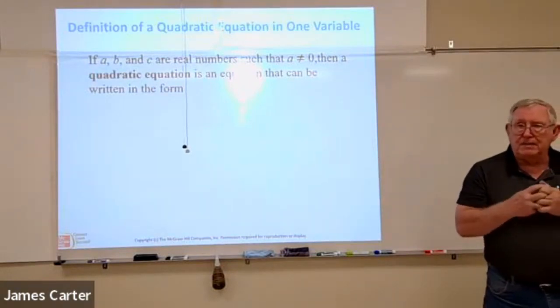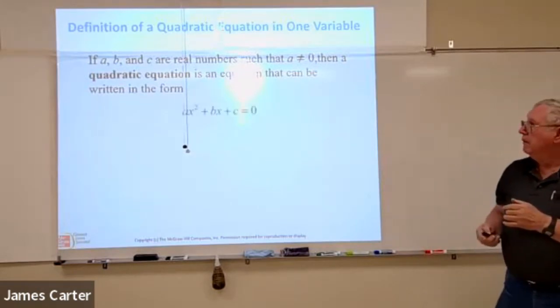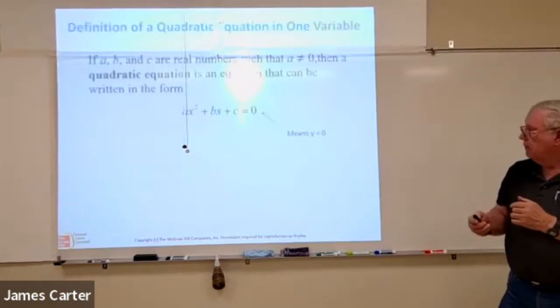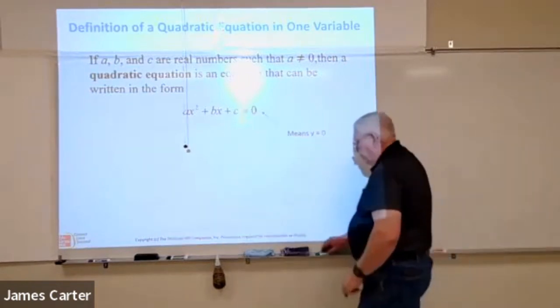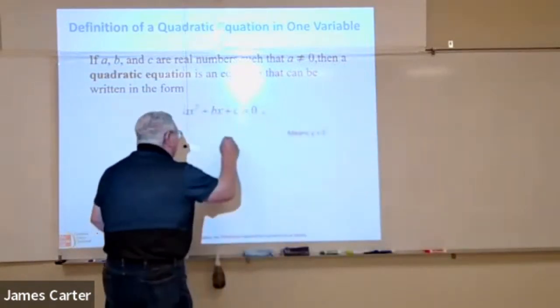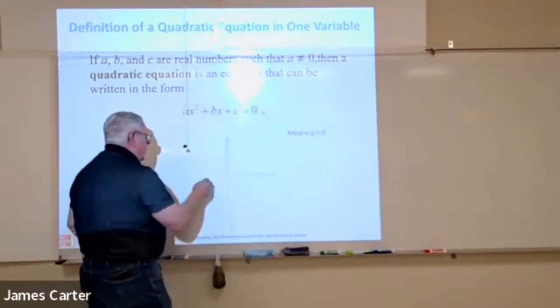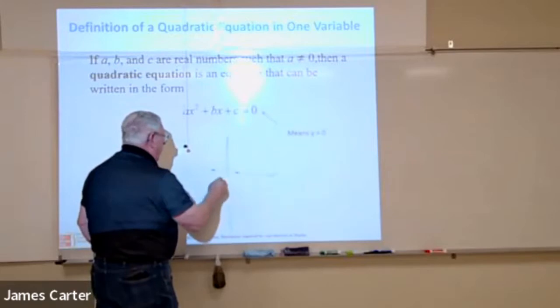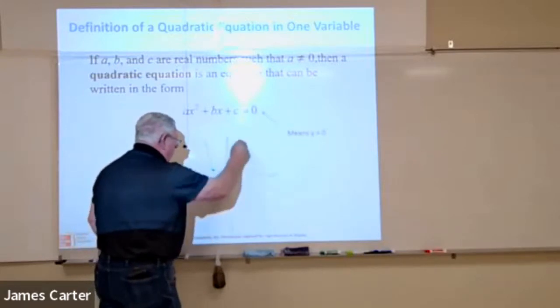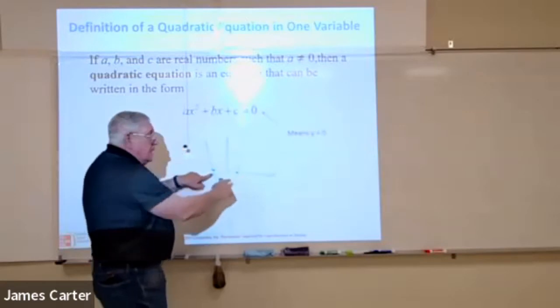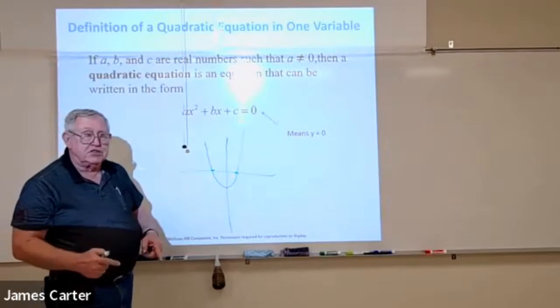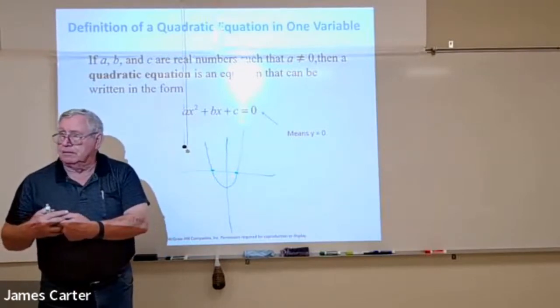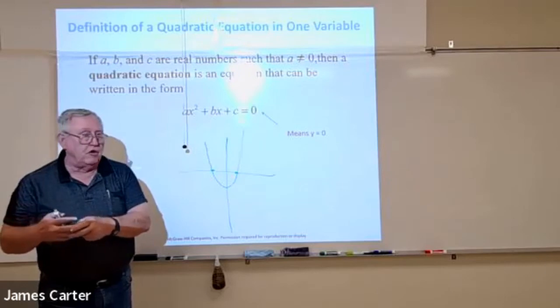Now, why do we set them equal to 0? There's a reason. Because where y is equal to 0 are the x-intercepts, and the x-intercepts are what we call the solutions, or the roots is another word for it.